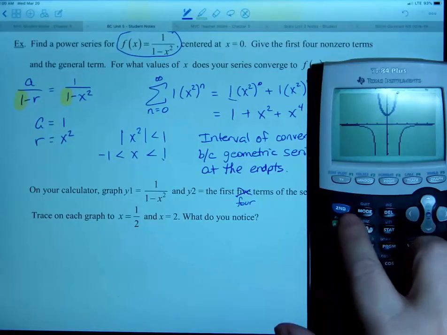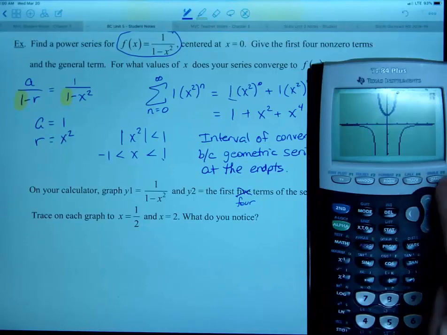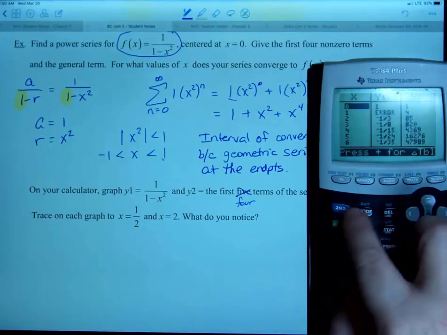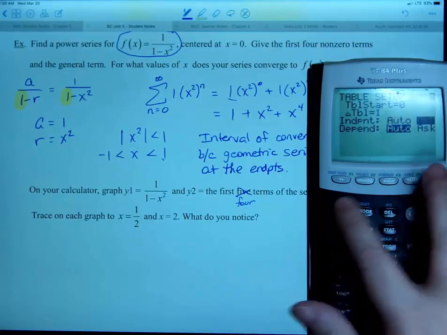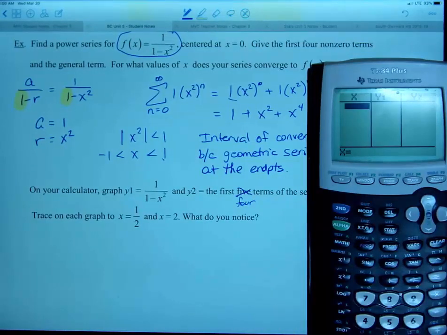Here's what I want you to do. I want you to push second and table. Now mine is messed up. I need to go back and do table set. Yours should still be in ask mode. Is it blank, or does it have all of 0, 1, 2, 3, 4, 5, 6? Try to push delete over and over and see if your numbers go away. If it doesn't, let me help you.